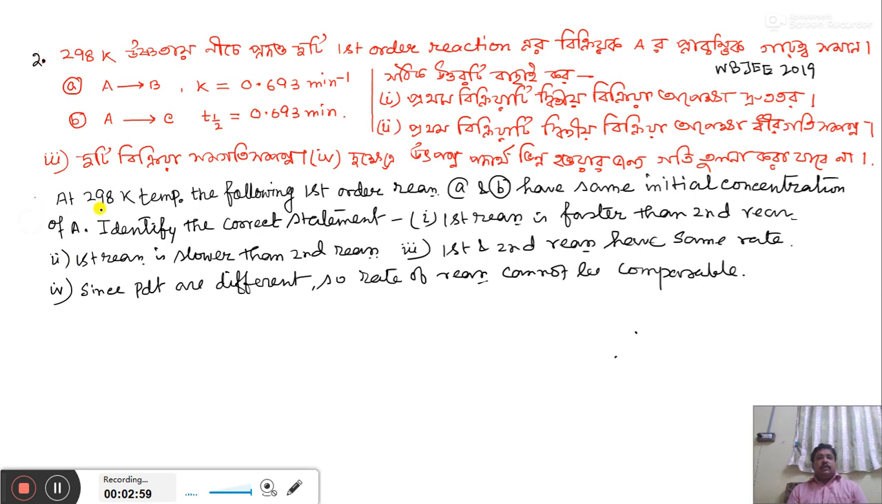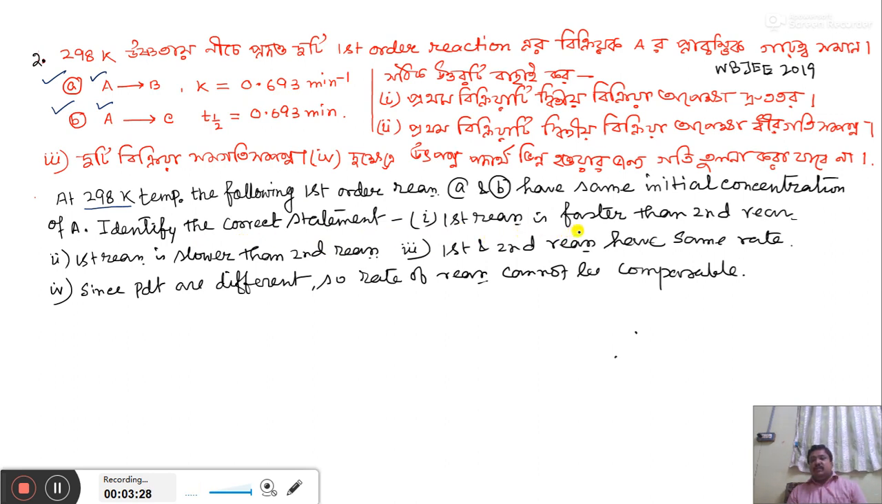My next question is: at 298 Kelvin temperature, the following first order reactions A → B, where the initial concentrations of A and B are equal. In the first reaction, the value of K is 0.693 minute inverse, and for the second reaction A → C, T half is 0.693 minute. Identify the correct statement.